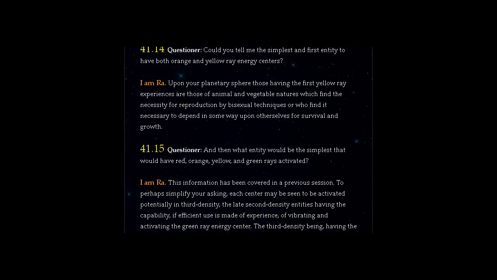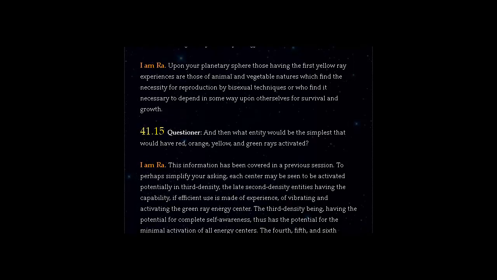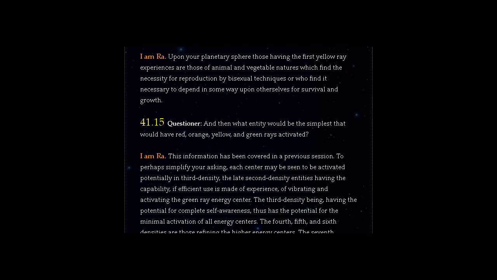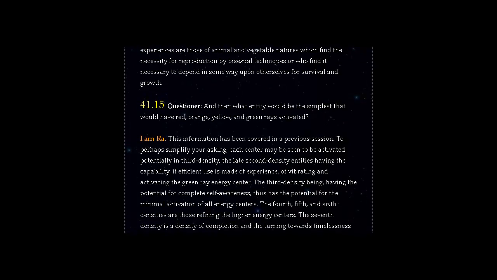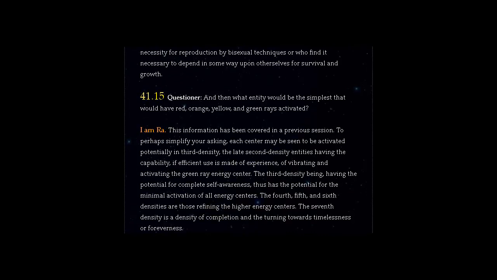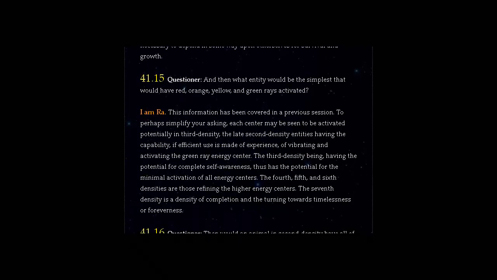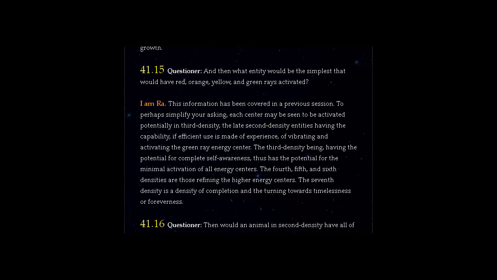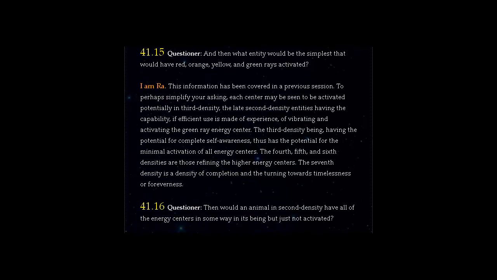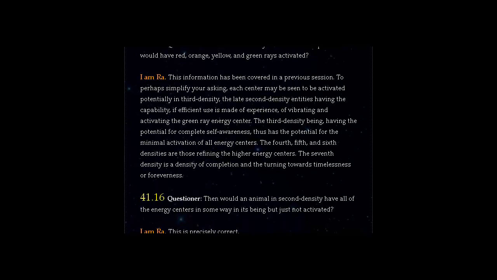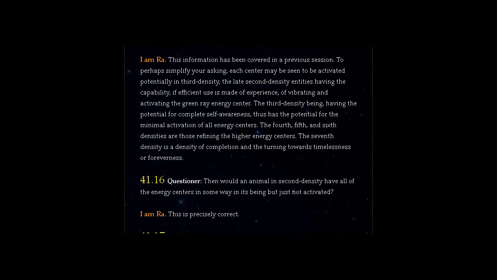Question 41.15. Questioner: And then what entity would be the simplest that would have red, orange, yellow and green rays activated? Answer: I am Ra. This information has been covered in a previous session. To perhaps simplify your asking, each center may be seen to be activated potentially in third density, the late second density entities having the capability, if efficient use is made of experience, of vibrating and activating the green ray energy center. The third density being, having the potential for complete self-awareness, thus has the potential for the minimal activation of all energy centers. The fourth, fifth and sixth densities are those refining the higher energy centers. The seventh density is a density of completion and the turning towards timelessness or foreverness.